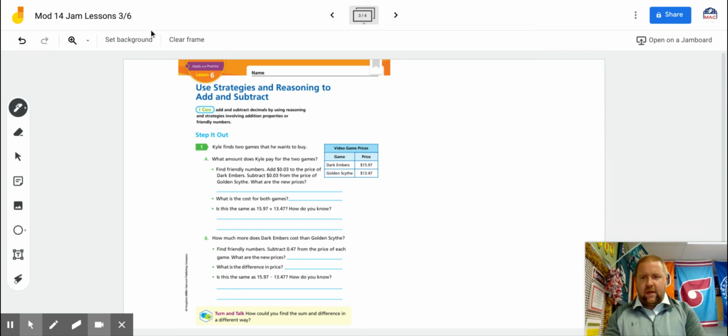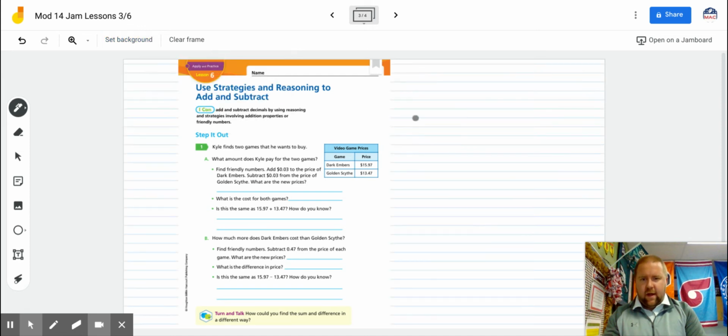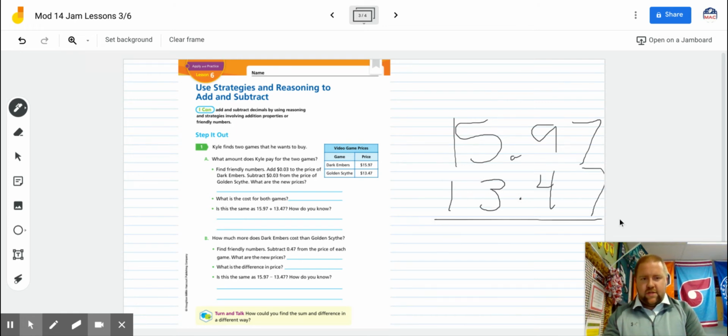We've got $15.97, and then we have $13.47. Now, we could absolutely just add these together and get our answer, but we're going to try a different little strategy for a little bit more mental math, okay? We know that $15.97 is really close to a nice, clean, whole number. That close whole number is $16, right?